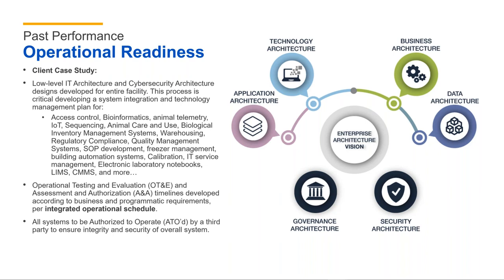So there's a couple of lists on the screen in terms of all the different IT capabilities that need to occur. And this is a past performance example of all the different things that we have managed here at Merrick with some of our prior clients, everything from access control all the way to sequencer standup, all the way to SOP development and calibration, laboratory information management systems, electronic laboratory notebooks, regulatory compliance software, all of these considerations. It's a lot to take on before you even move into the facility. And that's where we believe operational planning for IT makes a huge difference in helping you to transition in faster.